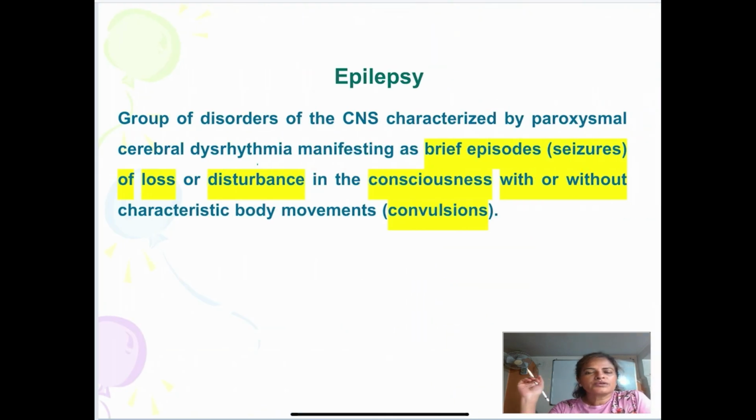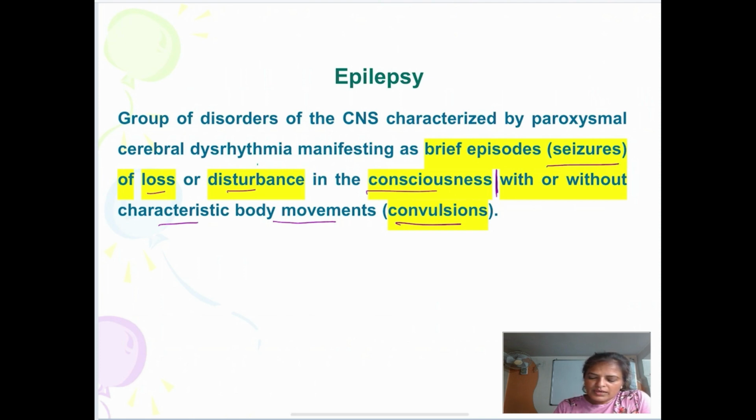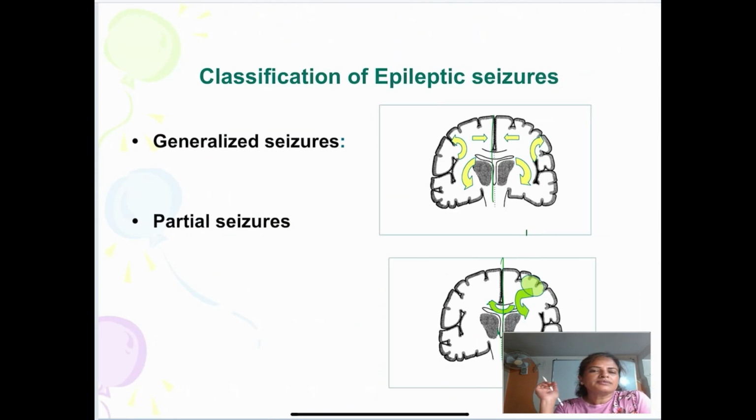They are a group of disorders of the CNS which is characterized by paroxysmal cerebral dysrhythmia manifesting as a brief episode of loss or disturbance in the consciousness. So either there will be impaired consciousness, or there may be loss of consciousness with or without characteristic body movement, and this single episode is called a seizure. It can be classified into two: generalized seizure and partial seizure.